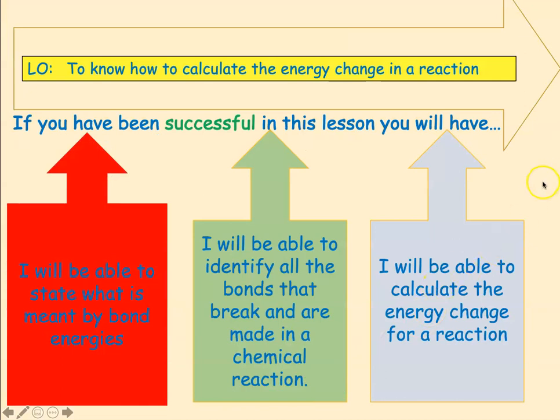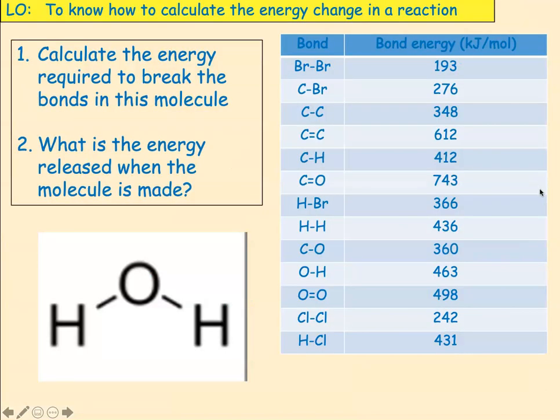Okay, so that's our first success criteria. Now we're going to try and identify all the bonds that need to be broken and made in a chemical reaction. Calculate the energy required to break the bonds in this molecule. In order to do that, I'm going to go through this one with you and then we will do the ones after this.